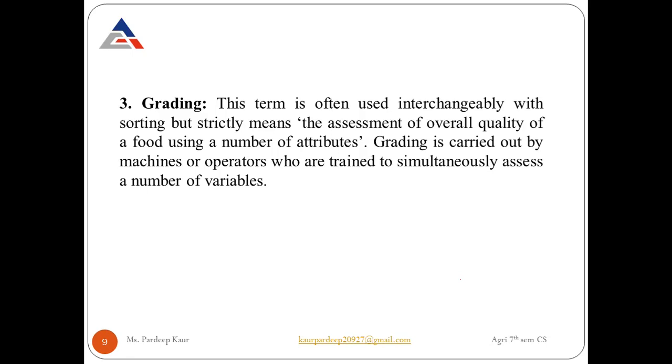Grading is carried out by machines or operators who are trained to simultaneously assess a number of variables. So grading is only done by various machines and operators who are already trained to assess the various kinds of variables.